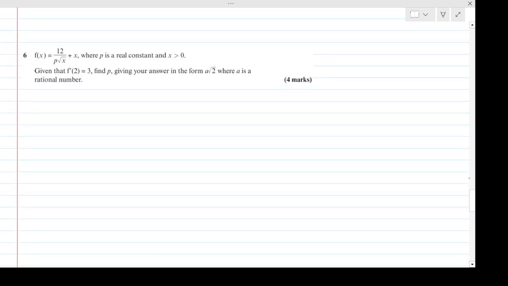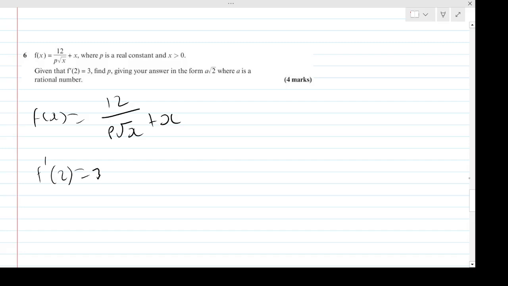Okay, and we've got this question now. We are told f of x is equal to 12 over p root x add x, where p is a real constant and x greater than 0. Given that f dash, remember f dash is the derivative, the f dash of 2 is equal to 3, we need to find p. So what we need to do really is, what is f dash of 2? We know it's 3, but let's try and find what the derivative is, and then go from there.